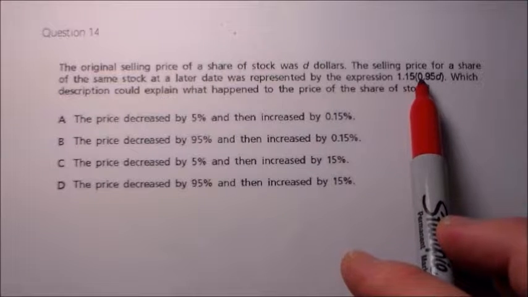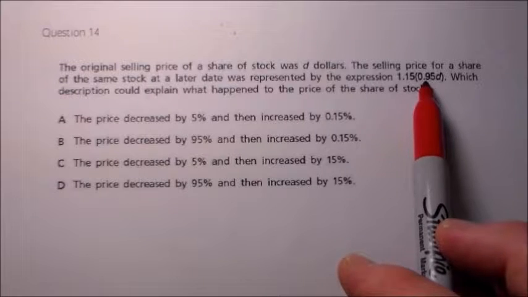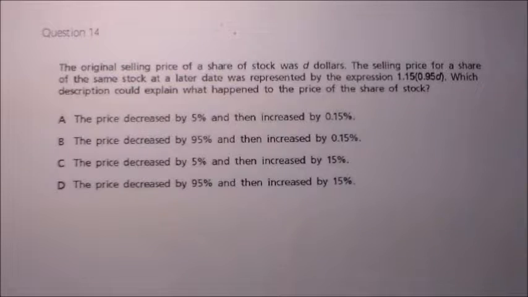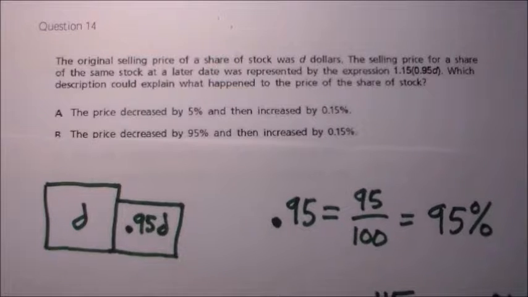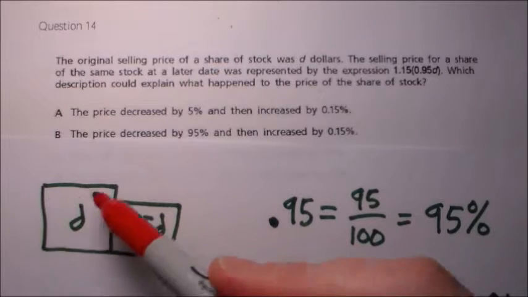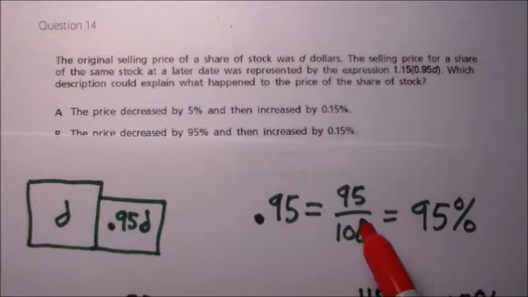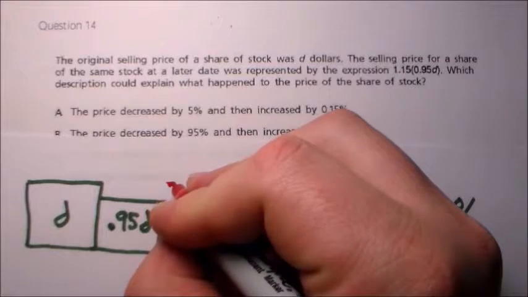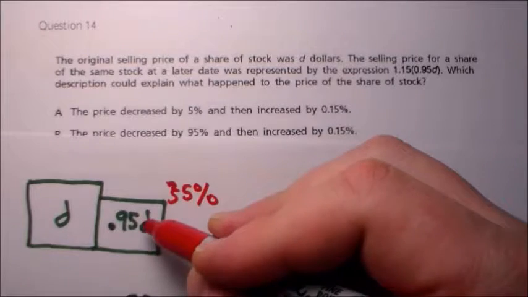Well, you know from PEMDAS, or the order of operations, that parentheses come first. So what happened when we have 0.95D? We just did a problem that was very similar to this first step, so hopefully we're remembering that if you set up D here and then you have 0.95D here, that's the same as 95 over 100 or 95%. So that's kind of like 5% here. Last time we were told we lost 5% and we had to calculate this down here.